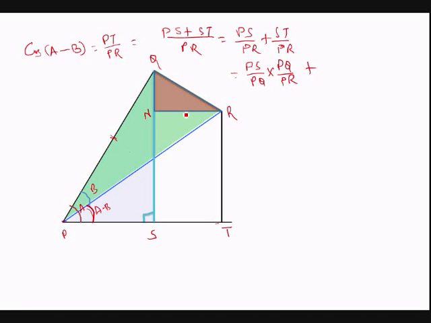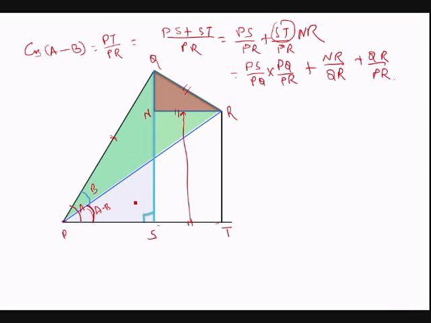And for ST and PR, now ST doesn't have any triangle to talk about. Therefore, ST has to be replaced by NR. Therefore, this is actually NR over PR. So what is NR over PR? The side common to these two is QR. Therefore, let me introduce QR. NR over QR, QR over PR.